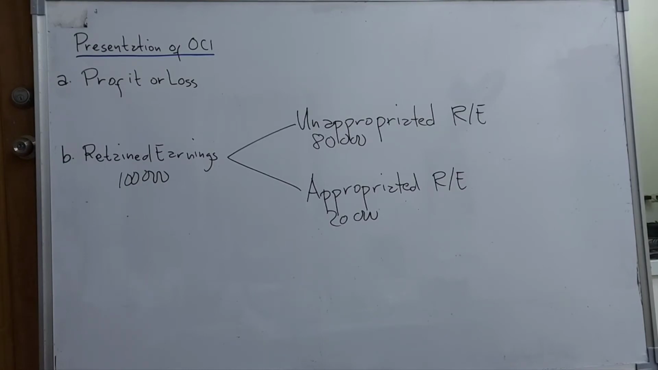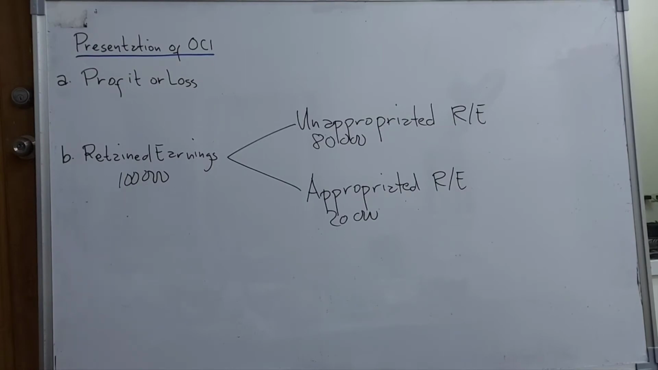May dalawang klase: unappropriated retained earnings and appropriated retained earnings. Ibig sabihin, yung retained earnings natin, dyan yung accumulated profits and losses. Permanent account siya. Di ba may dalawang klase na account, permanent and temporary? Pag temporary, yung sinasara at the end of the period, di ba? Kapag permanent, kini-carry forward natin yung balance niya the following year. Kunyari, retained earnings natin ending this year ay 100,000, the following year, ang retained earnings beginning mo ay 100,000.